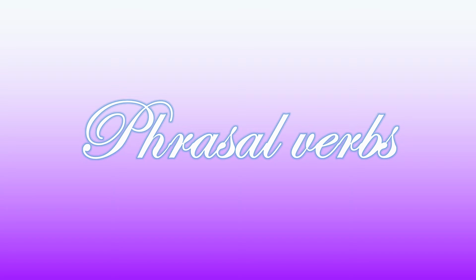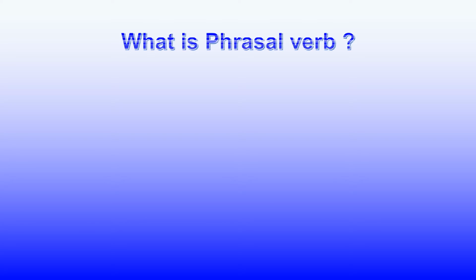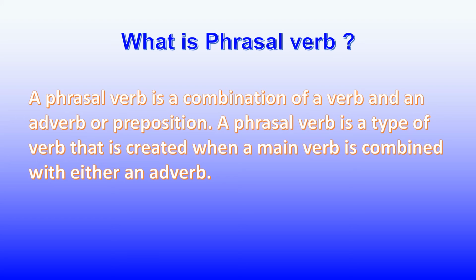In this video you will be learning about phrasal verbs. What is a phrasal verb? A phrasal verb is a combination of a verb and an adverb or preposition. A phrasal verb is a type of verb that is created when a main verb is combined with an adverb.